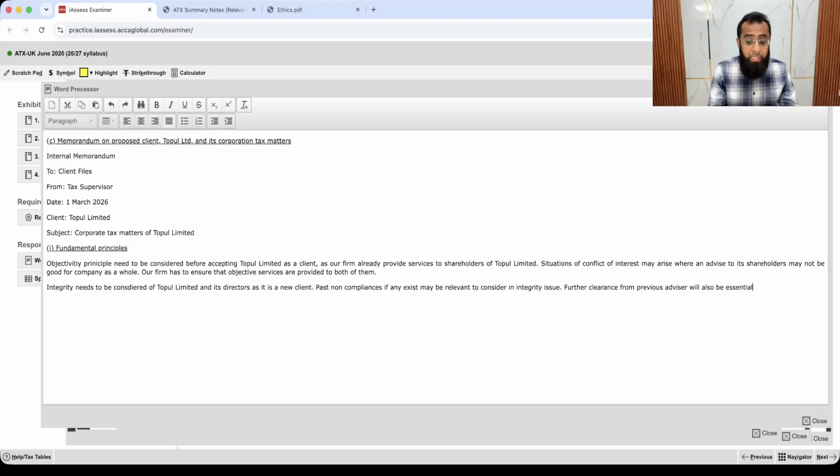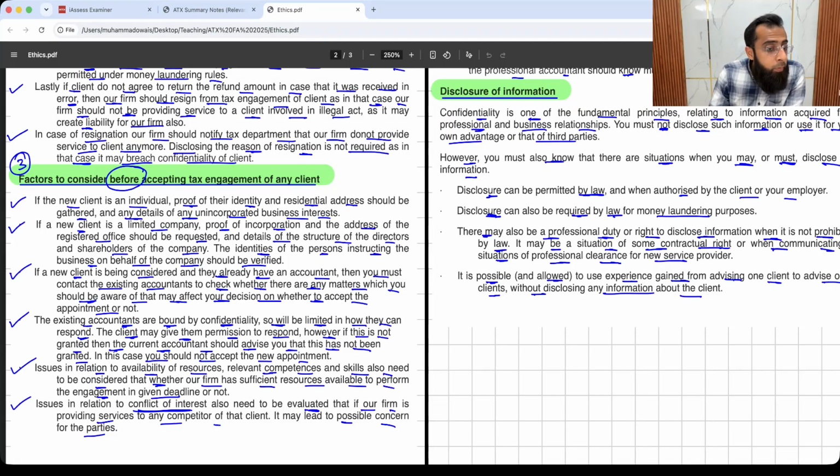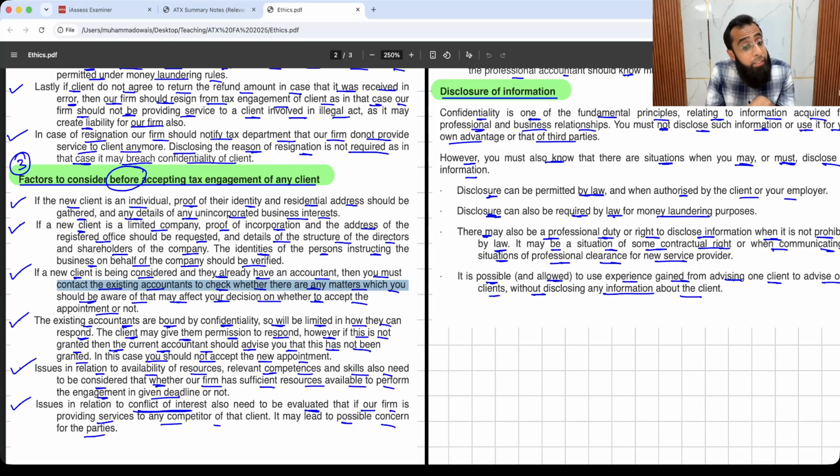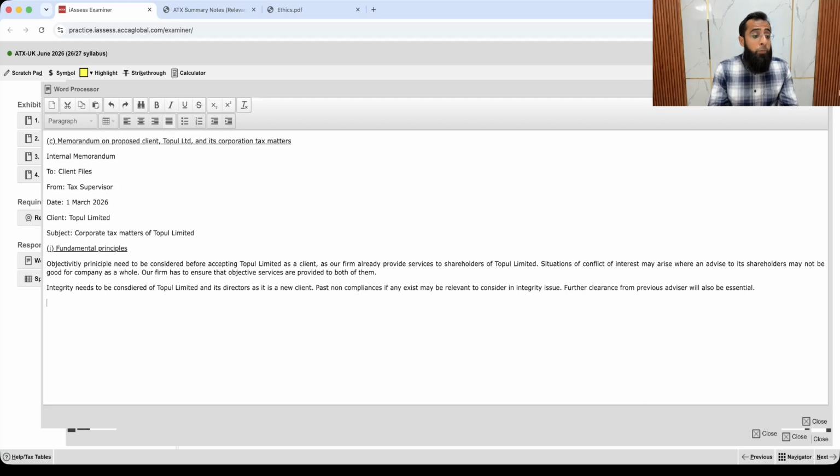Okay, the ethical issues. If you just go and look at my ethics notes, if we are thinking about a new client, we need to consider whether we need to accept it or not, and we contact their existing provider. Are you getting it? We think about conflict of interest, we think about availability of resources, we think about competence. Okay, professional competence and due care need to be considered.